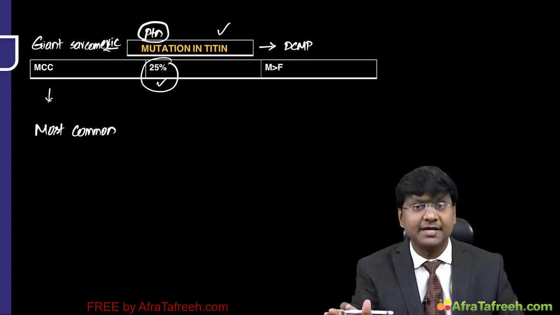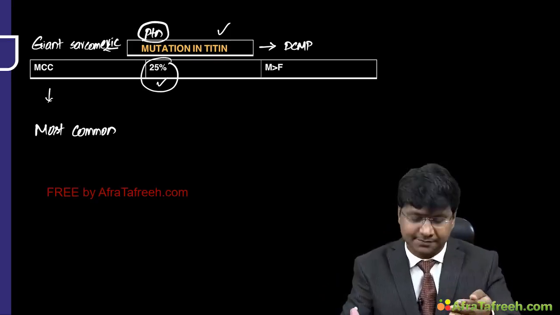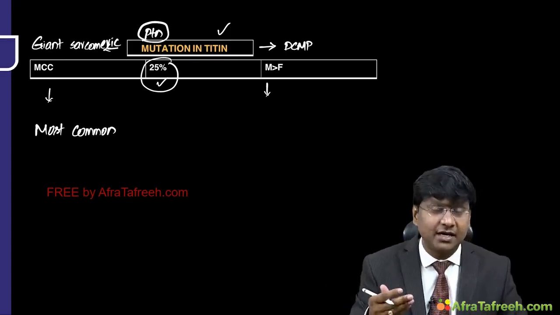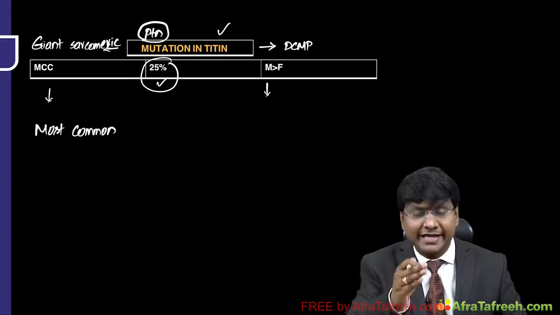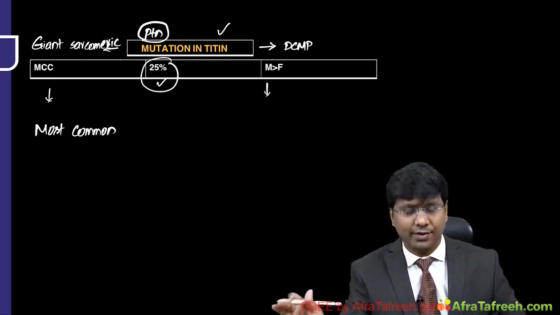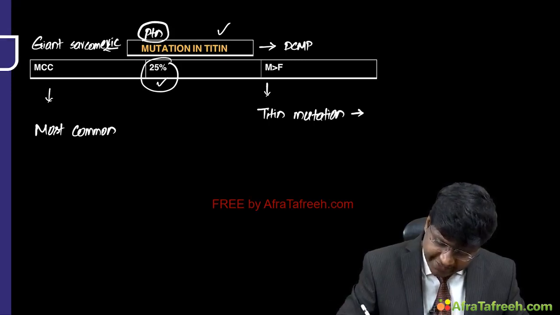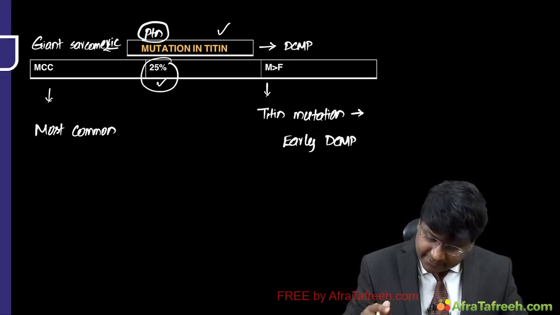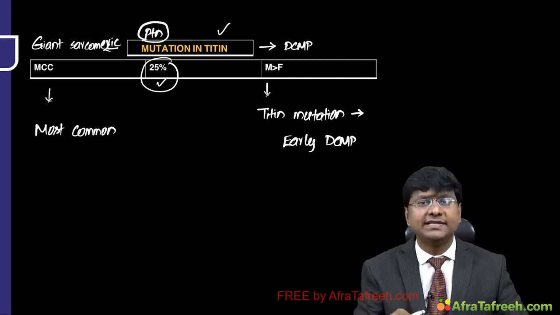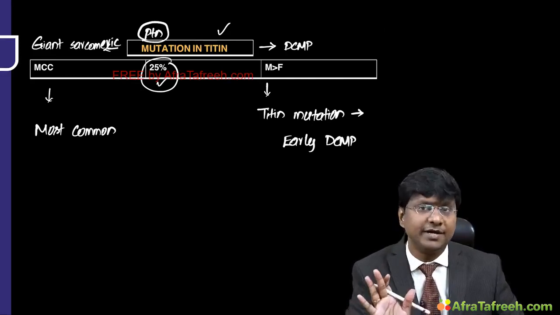And remember, males who have the titin mutation develop dilated cardiomyopathy much earlier than females without the titin mutation. Okay, so those individuals with the titin mutation develop early dilated cardiomyopathy compared to individuals without the titin mutation. So this is the story of titin, which is a large sarcomeric protein.